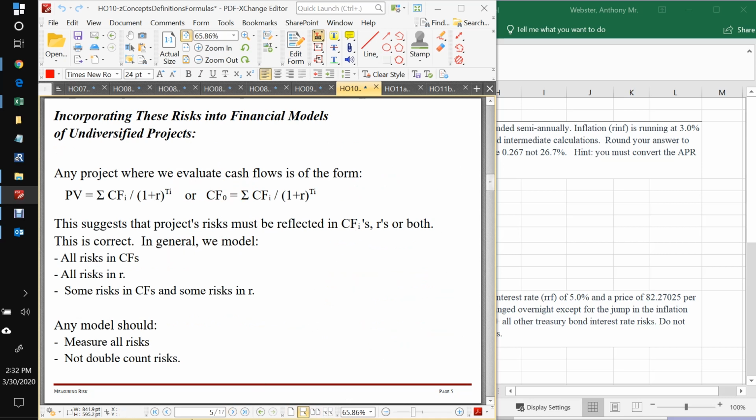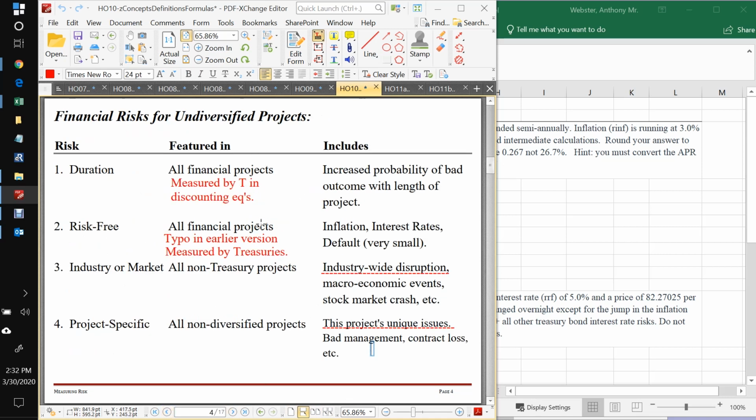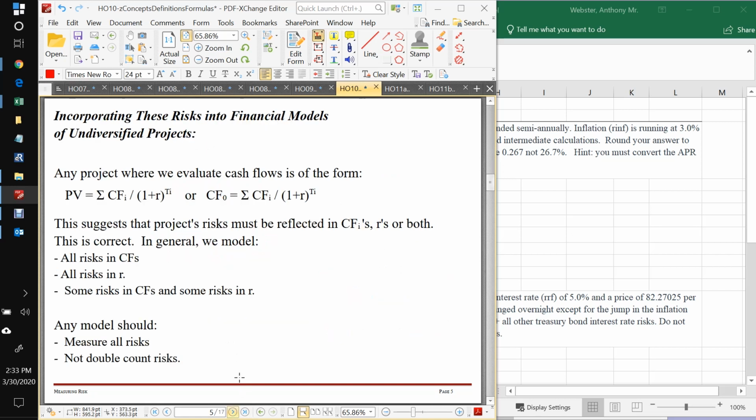So we want to incorporate all of these risks into our financial models when we're looking at one project at a time, when we're looking at undiversified projects. And as hopefully you've noticed by now, we're always evaluating these projects using our discounting equations. Using our discounting equations, we have duration risk built right in there by this exponent in the denominator. The longer we go out in time, the bigger the denominator is going to get, which is going to mean the smaller the impact of this cash flow for us is going to be at t equals 0.